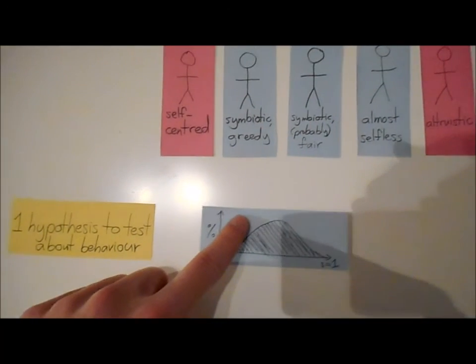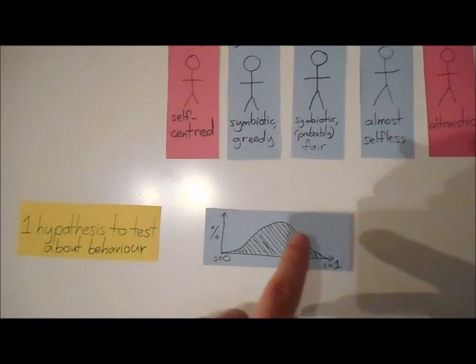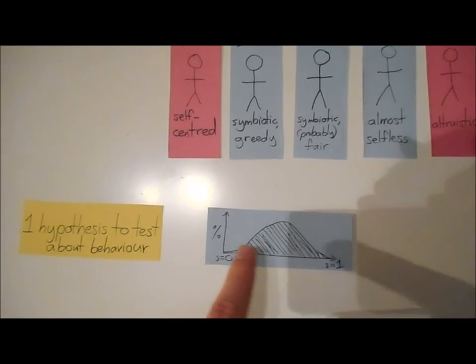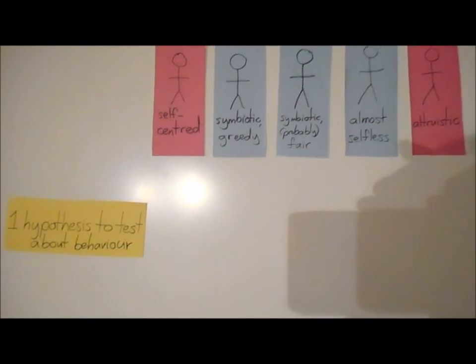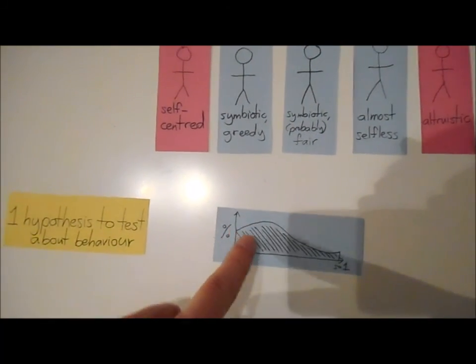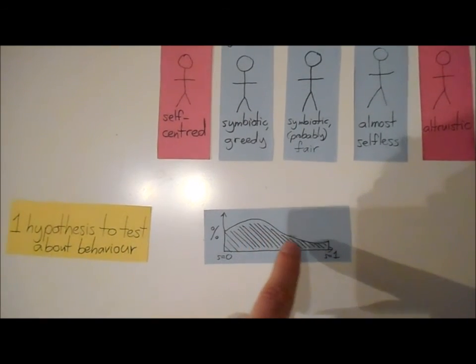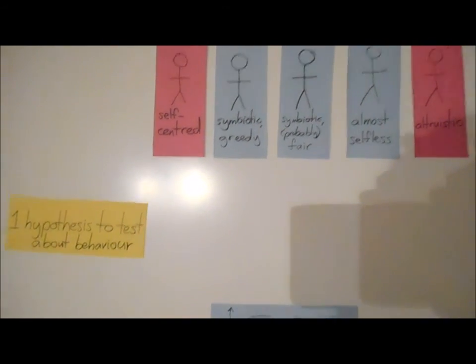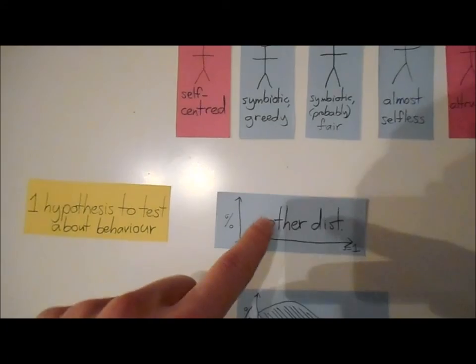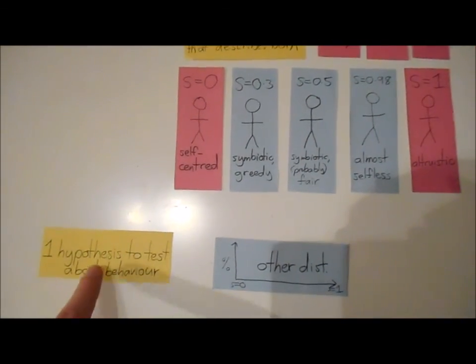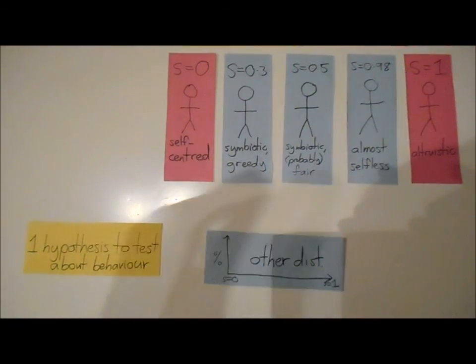What if, say, most of the population acted fairly, with almost no one being completely self-centred and no one completely altruistic? Or what if a large share of people were mostly self-centred, but there was still a small group at the other end? Or what if it was some other distribution? What do you think the distribution of S values is within the population?